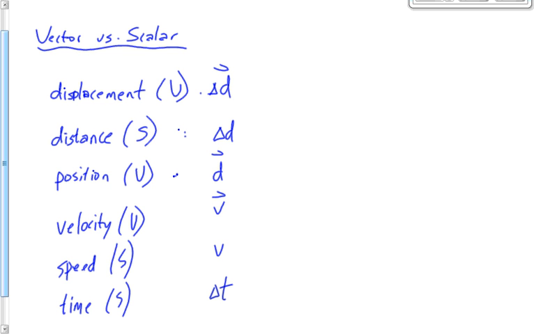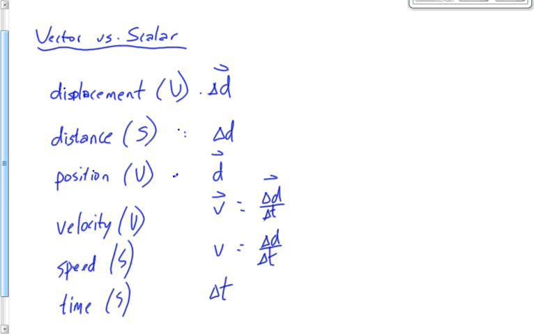Does anybody remember off the top of their heads the equation for speed and velocity? These are on your data sheet if you forget. Good. Speed is distance over time, so it's going to be delta d over delta t. It's a scalar, so it's going to be distance over time. Velocity is? Good. It's displacement over time. It goes right back to the definition, right? The rate of change of position. In other words, the rate at which displacement occurs.